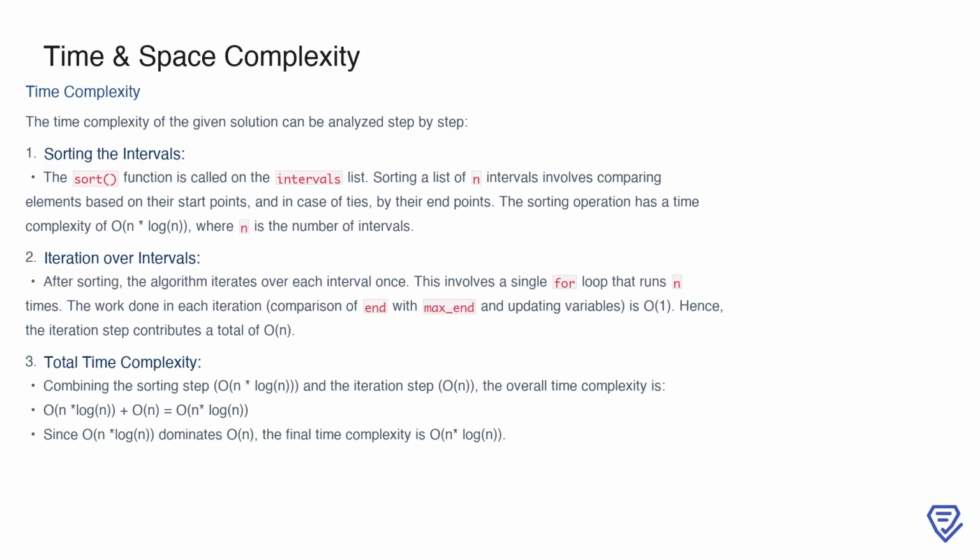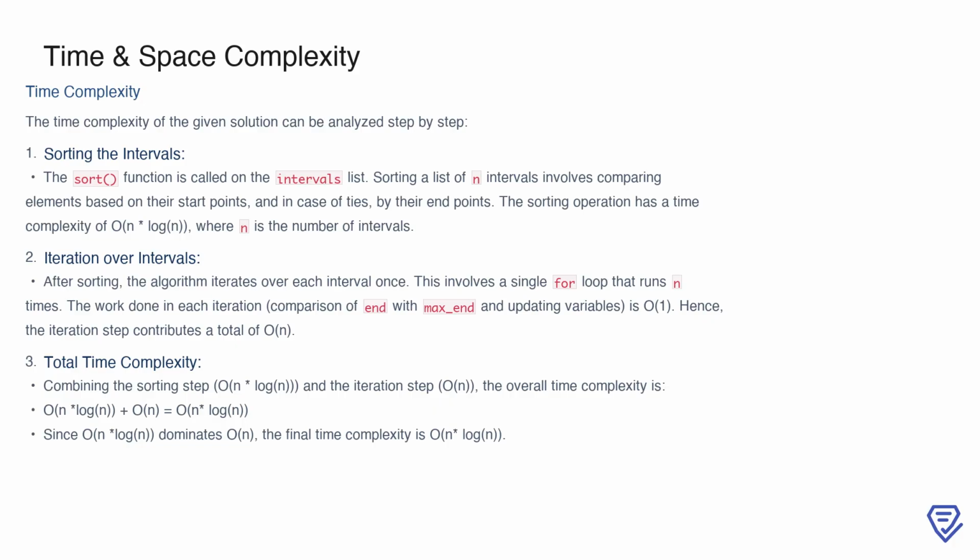To understand the time complexity of this solution, we can break it into two main steps: sorting the intervals and iterating over them. First, when we sort the intervals, Python's sort function uses timsort, which has a time complexity of n*log n. This is because sorting involves comparing the start and end points of the intervals, and with n intervals, the sorting step is the most computationally expensive.